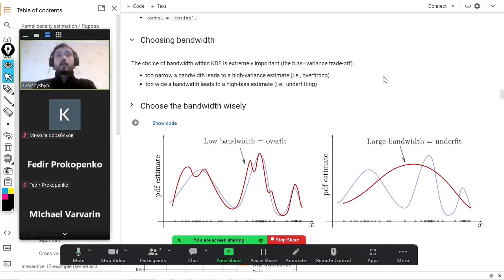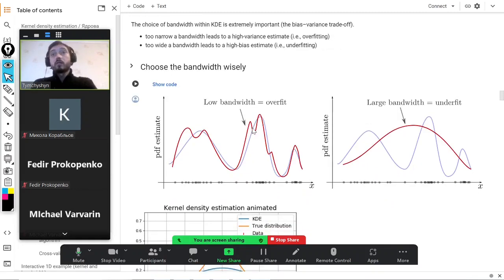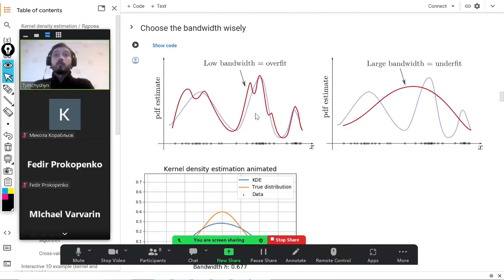And it turns out that the choice of bandwidth within KDE is extremely important. And that's basically the bias-variance trade-off. It's an example of bias-variance trade-off, and you will see that the correct choice may change everything. If we take too narrow a bandwidth, it leads you to a high variance estimate. It's overfitting. If you choose a bandwidth too wide, that leads you to a high bias estimate, or underfitting. And you should choose that one value of the bandwidth that will make your results more or less good.